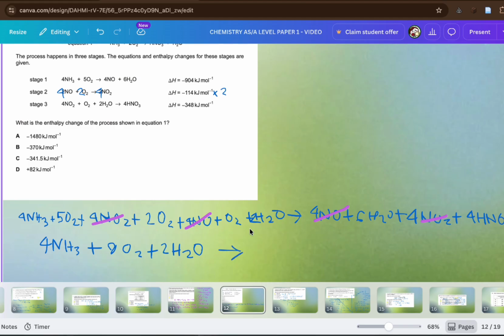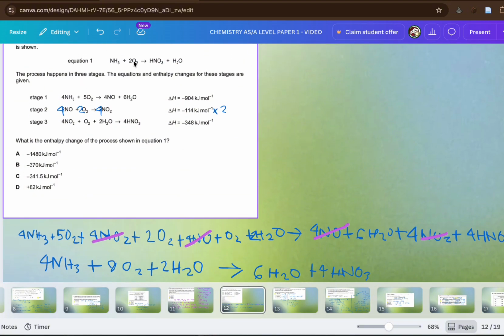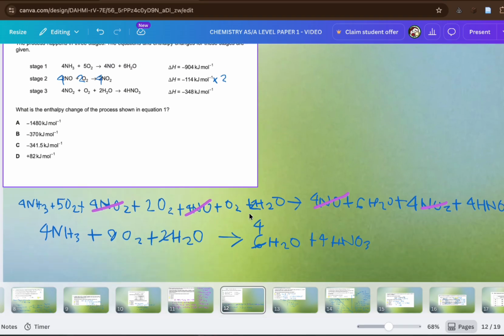Next, the right hand side of the equation. It's 6H2O plus 4HNO3. Let's compare it with the equation 1 here. We see that only H2O is on the right hand side. Meanwhile, there's H2O here. That means we subtract 2H2O here to get to 6, which results in 4. Alright.